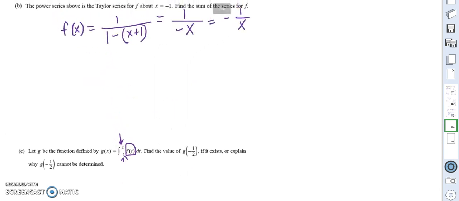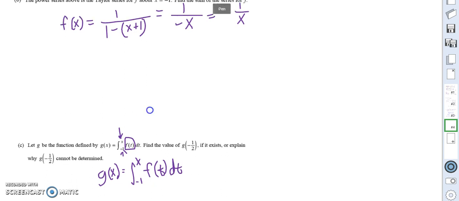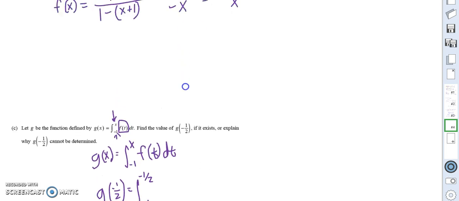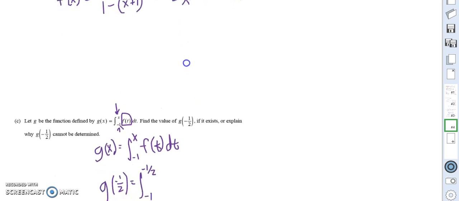I'm going to do g of x is the integral from negative 1 to x of f of t dt. Good job rewriting the problem, Mr. Novik. Maybe we can do something a little bit more this time. g of negative 1/2 is going to be the integral from negative 1 to negative 1/2 of f of t dt. f of t is just negative 1 over t.